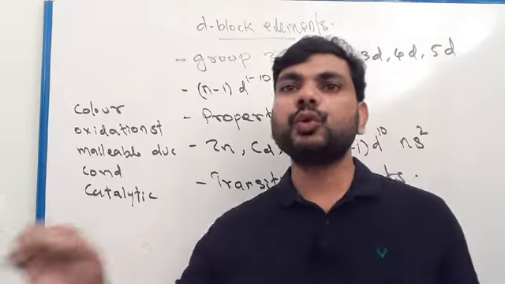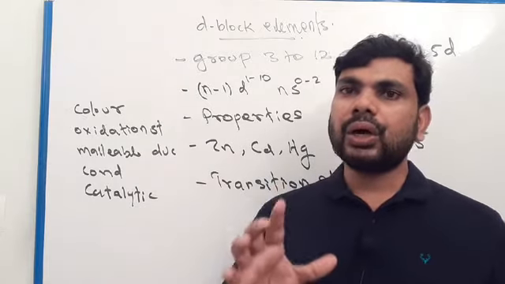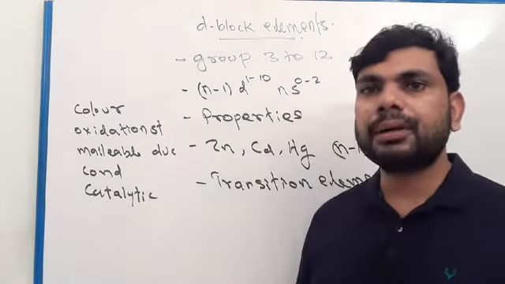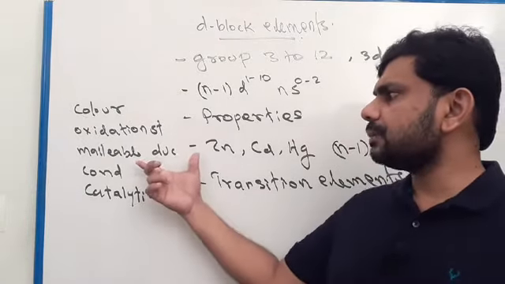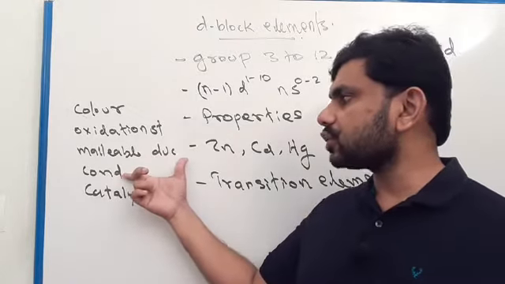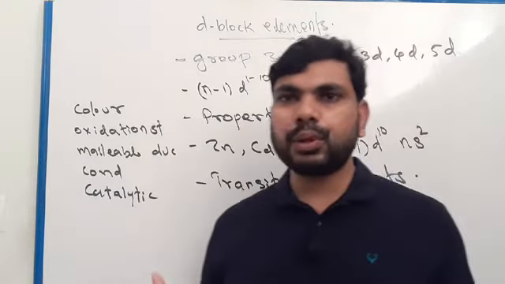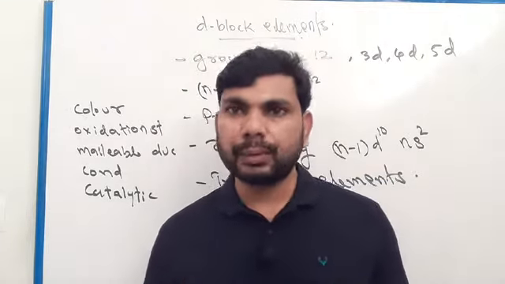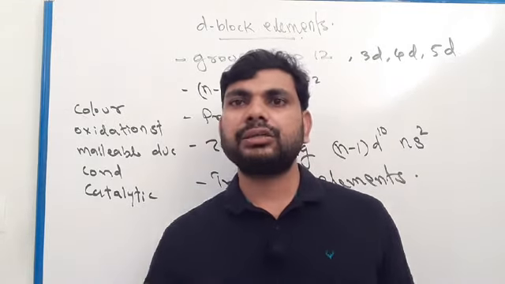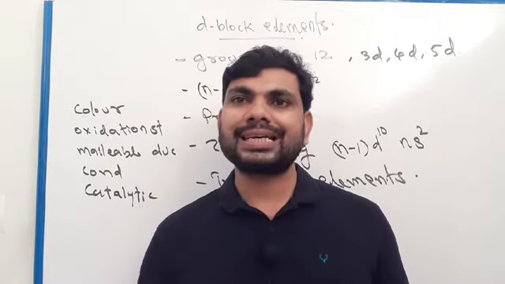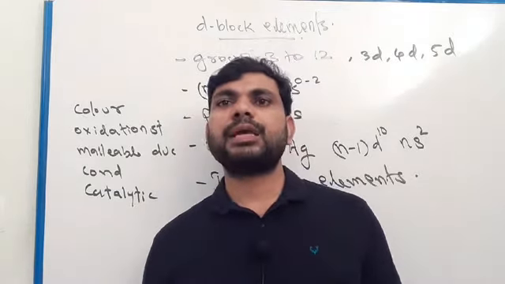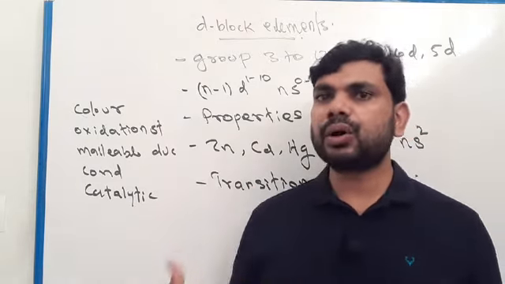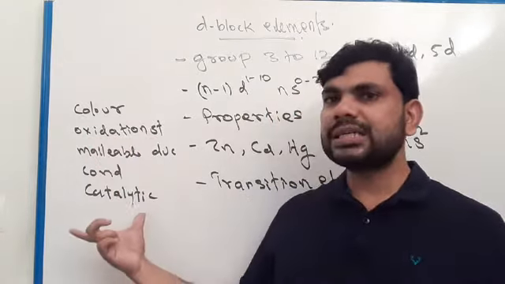For example, iron shows Fe2+ and Fe3+, copper shows +1 and +2, and cobalt shows +2 and +3. D block elements are also good conductors of electricity and heat. D block elements or their compounds are used as catalysts. For example, in the Haber process, the production of ammonia, iron is used as a catalyst. Iron is a transition metal, a D block element. The vanadium compound V2O5 is used as a catalyst in the contact process, the production of sulfuric acid. So these are the properties of D block elements.